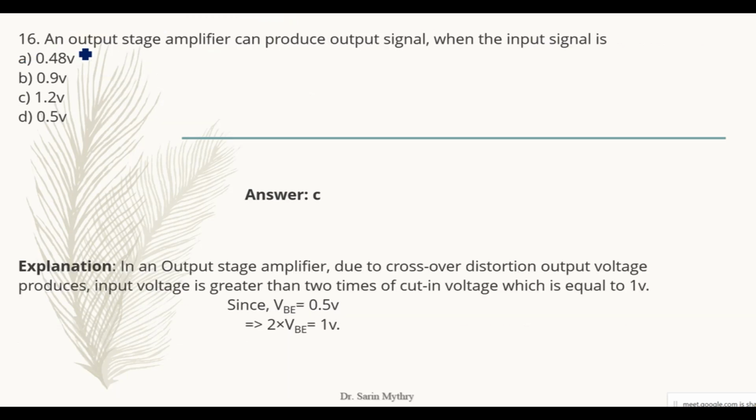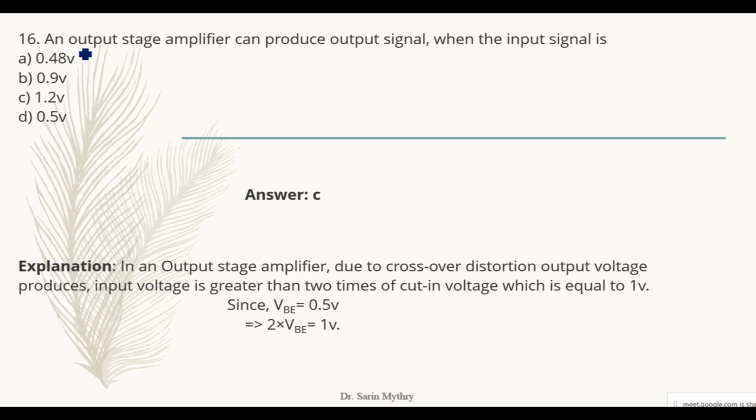Now, an output stage amplifier can produce an output signal when the input signal is what? You're supposed to know. An output stage will produce an output whenever the input signal is greater than the VBE. Always keep in mind, the output stage will produce an output voltage whenever this input voltage is 2 times the cut-in voltage.